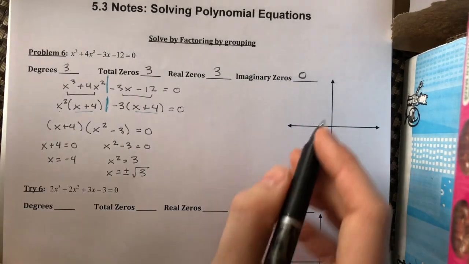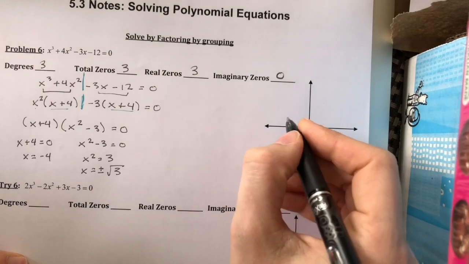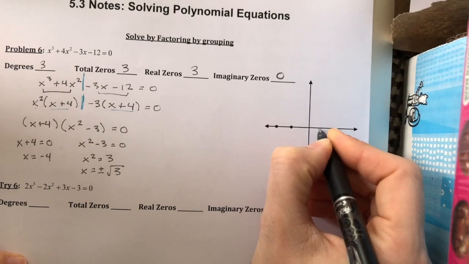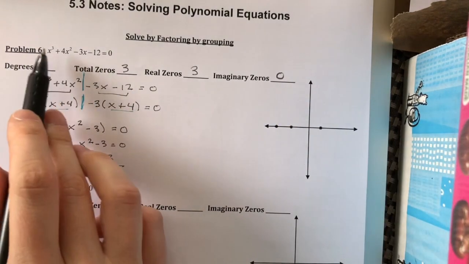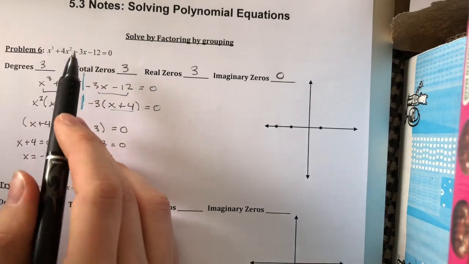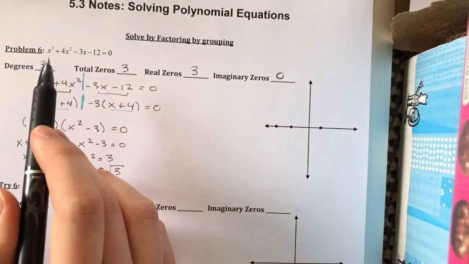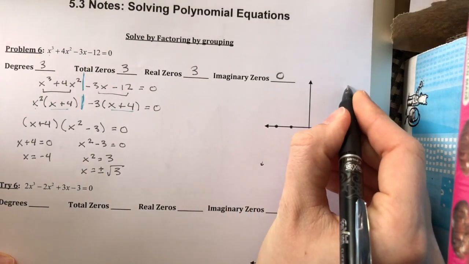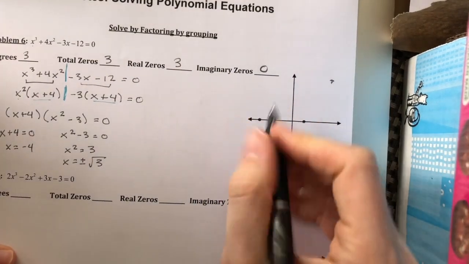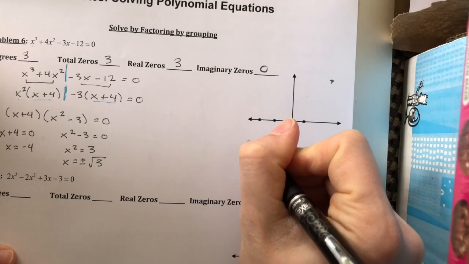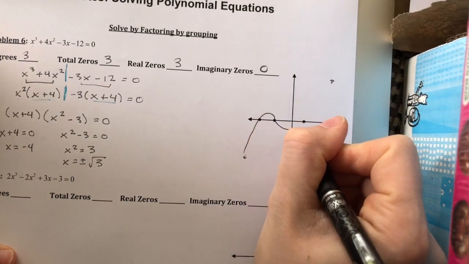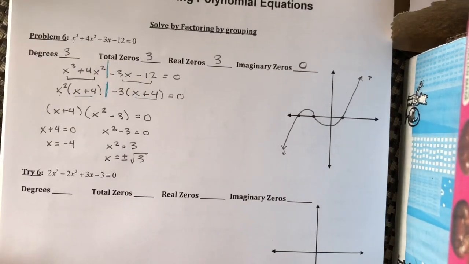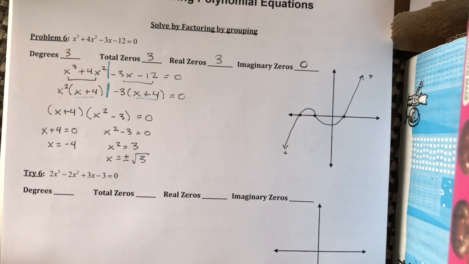Okay, let's put them on the graph. Let's scoot this over a little bit. I've got -4, which is way out here, negative square root of 3, and square root of 3. Okay, this is a positive odd function. So that means we need to start at the bottom, end at the top. All right, so if I draw a little sketch, notice that none of them have a multiplicity of 2, so there's no bouncing. They all just go through one time. And there you go. All right, let's try one more together.